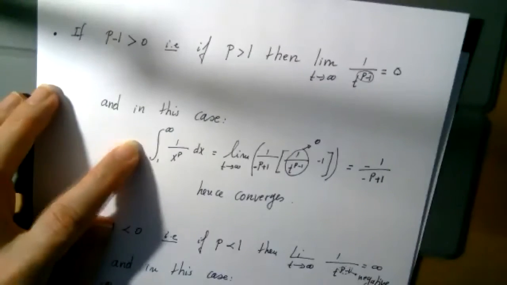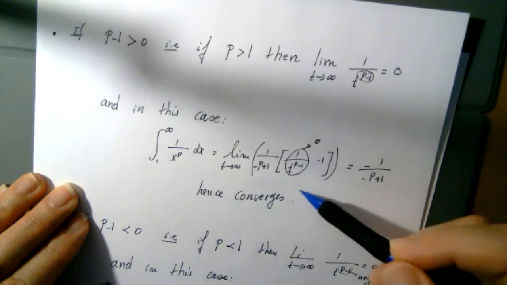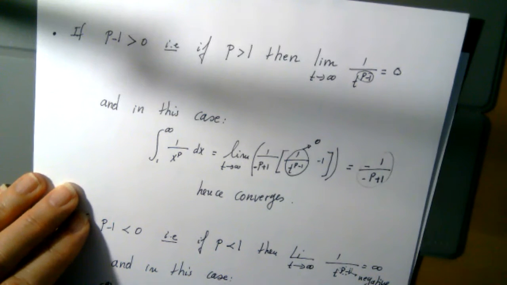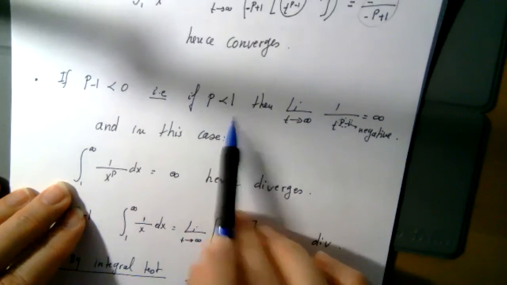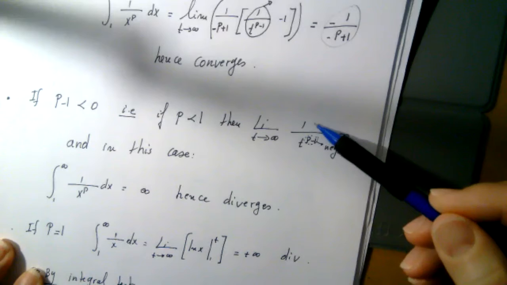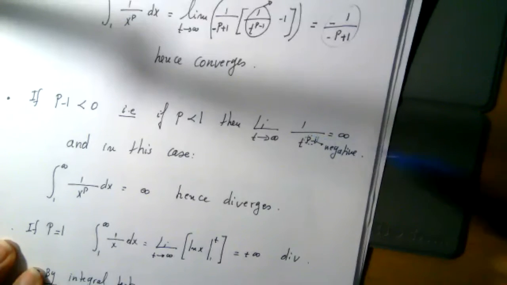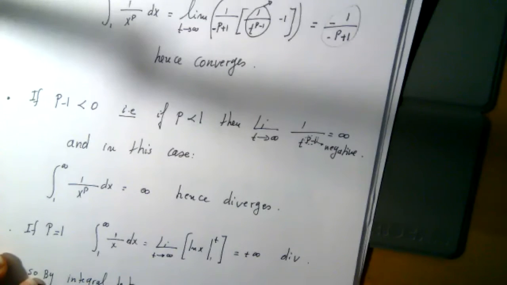So this will go to 0. And in this case, the integral of 1 over t to the p minus 1 is going to go to 0. And then it is going to equal this value, which is a finite value, and the integral converges. However, if p minus 1 is negative, it means if p is strictly less than 1, then when you take the limit of that, it's negative. You bring it to the numerator, it will become positive. This limit is infinite. And in this case, the integral will diverge.